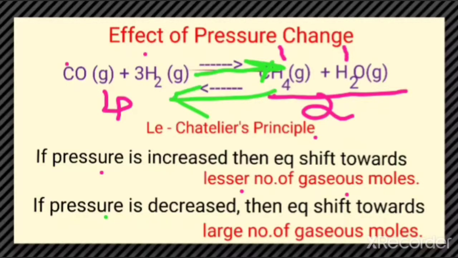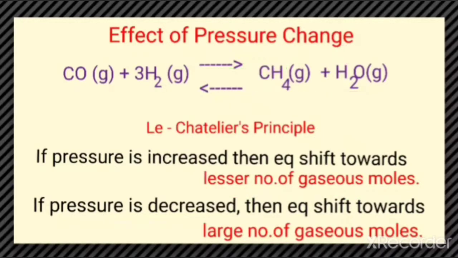So if the pressure is increased, according to the Le Chatelier principle, the equilibrium shifts in that direction where that effect is reduced. The pressure can be reduced by reducing the number of gaseous moles. That is, the equilibrium shifts in the direction where there is a lesser number of gaseous moles. So that is the effect of pressure change.